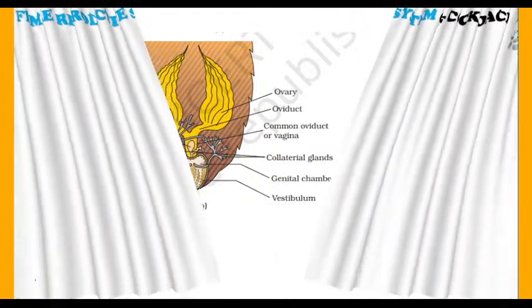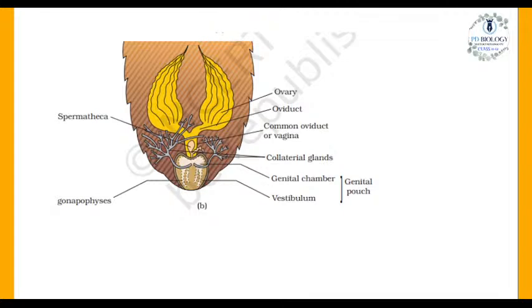Look at the diagram. These are the ovarioles, 8 ovarioles from the ovary. That's the oviduct, and they are united to form the common oviduct. These are the two collateral glands, unequal. This one large and this one smaller. That's the genital chamber here, and the gonapophyses are there in the genital chamber. So genital chamber and the vestibulum collectively form the genital pouch. And here the pear-shaped structure, spermatheca, also opens into the genital chamber.